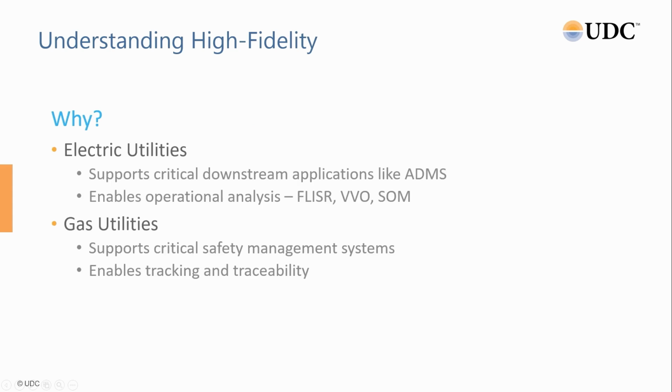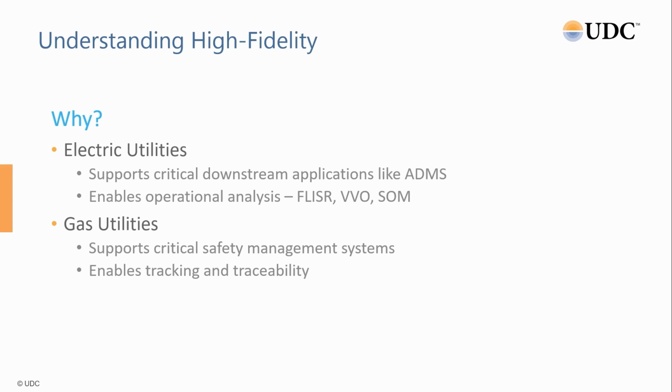Why do I want that? Well, it depends if you're a gas or an electric utility, but really the goal is the same. And that goal is the more information that you have in GIS, the more information critical downstream applications are going to be able to get. So on the electric side, that means really great and detailed support for instituting and maintaining your ADMS, as well as enabling some of the highest value applications. That would be operations analysis like Flisr or VDO and switch order management.